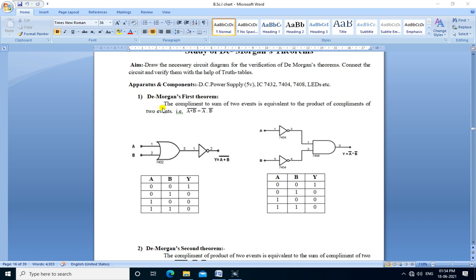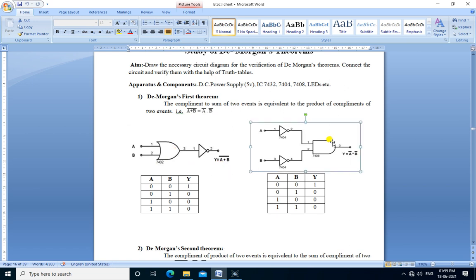De Morgan's first theorem is the complement of the sum of two events is equivalent to the product of complements of two events. That is, (A plus B) bar is equal to A bar dot B bar. So this is the logic diagram for (A plus B) bar. This is the logic diagram for A bar dot B bar.